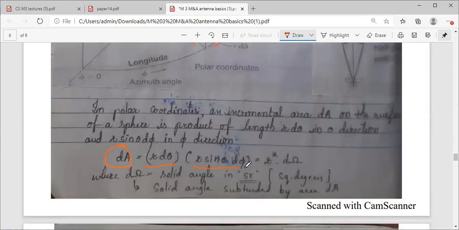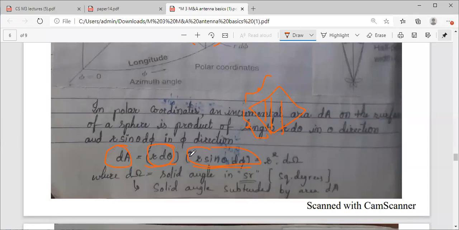Area is multiplication of these two, as I told you. Horizontal, the length and the breadth of the shaded area. ऐसा एरिया है, ये जो लेंथ है एंड ये जो लेंथ है, दोनों को मल्टीप्लाई किए हैं, ये एरिया मिला है. This is one length, this is one more length. If you multiply, you will get r square sin theta d phi.